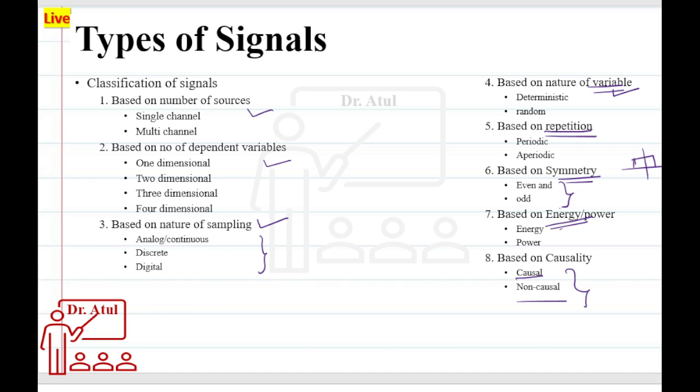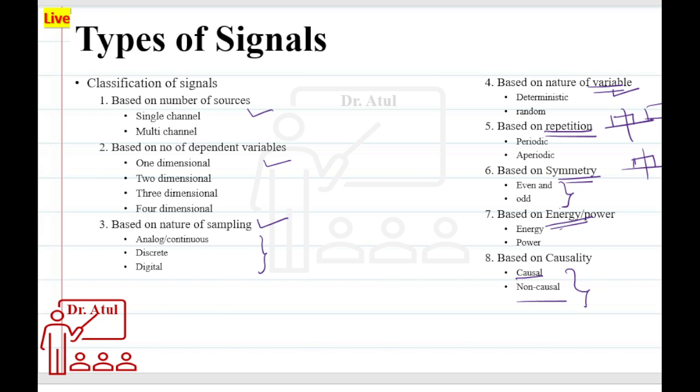Repetition leads a signal to become periodic. If the same waveform is repeated many times, that means the signal is becoming periodic. So if it is repeating or not repeating, this makes the signal periodic or non-periodic. Based on repetition we can see whether the signal is periodic or not periodic.